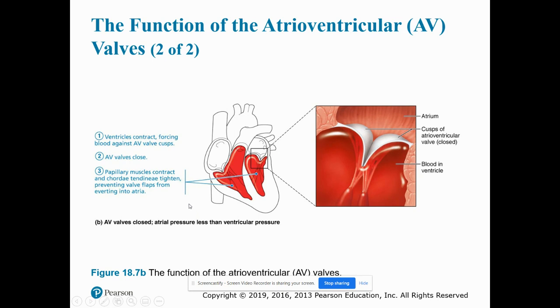Papillary muscles contract and chordae tendineae tighten, which are going to prevent the flaps from everting into the atria, which is something you would not want. You would not want these flaps to evert back into the atria, because then the blood would flow back into the atria.